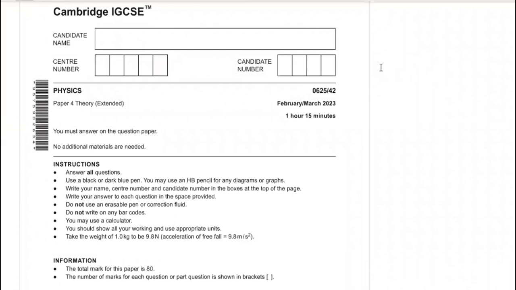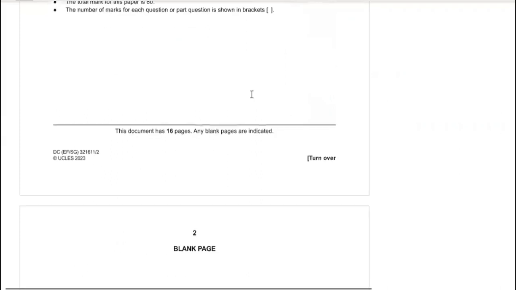This is physics paper 4, theory extended from 0625. That is 0625/42, the February/March 2023 paper, the paper that was done this year. So let's go through this paper.